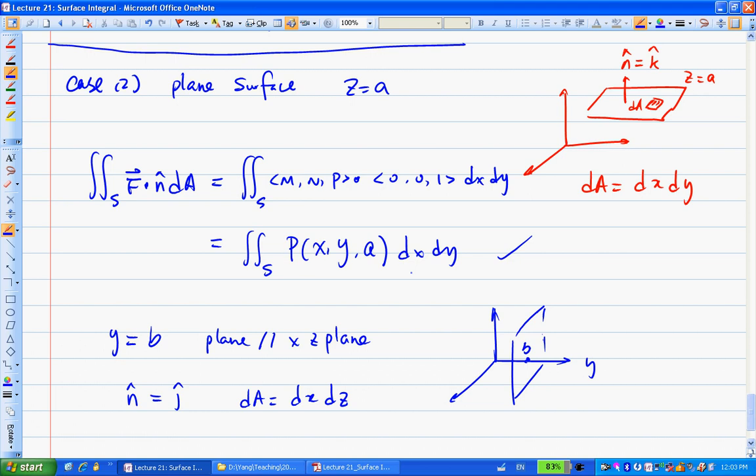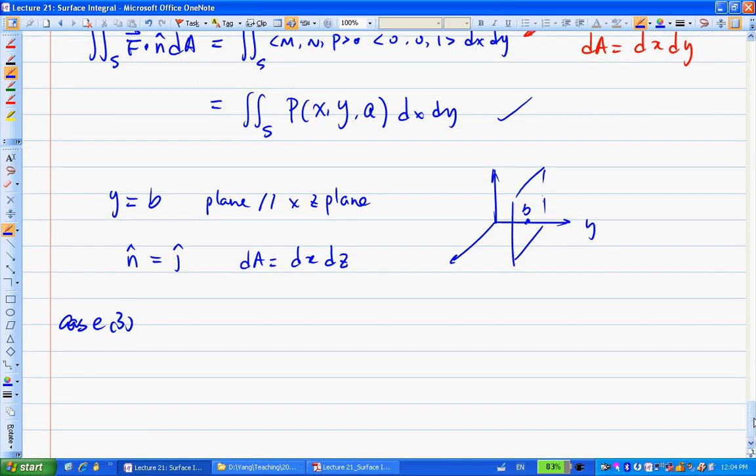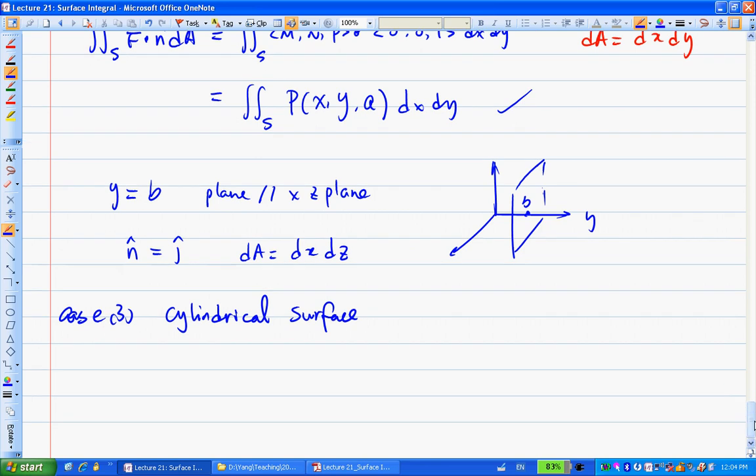So that's case number 2. I'm going to skip an example here, since it's so simple. So I'm going to look at case number 3. Case number 3, as you can guess, is going to be a cylindrical surface.